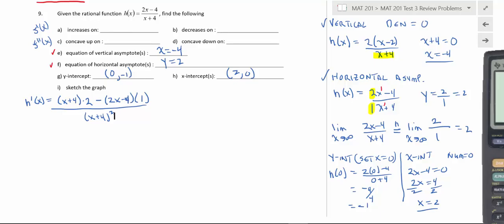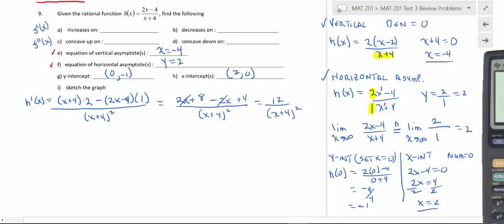All right, so what I want to do next is go ahead and do the algebraic simplification and start with that. I'm going to have 2x plus 8 when I do the distributive property there, minus 2x plus 4. Be careful about the sign. If you make any algebra mistake on this, it's going to seriously mess everything up. That will cancel out, and that will leave the first derivative as 12 over (x plus 4) squared. And we're going to do a sign chart on that.